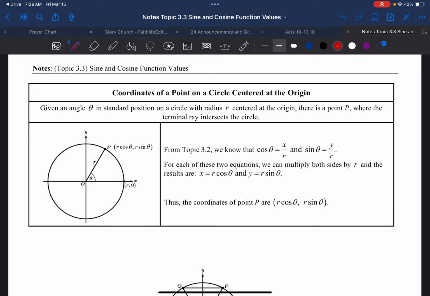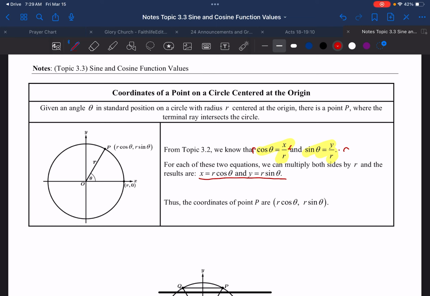So to this point, looking at the graph right here, we've been working with the angle part. And now we're trying to find, if I have some information about a point, how do I get what the point actually is? That's where sine and cosine values come into play. From topic 3.2, we know that cosine of theta is x over r, and sine of theta is y over r. If you multiply both sides by r, you end up with this right here: x is equal to r cosine theta and y is equal to r sine theta.